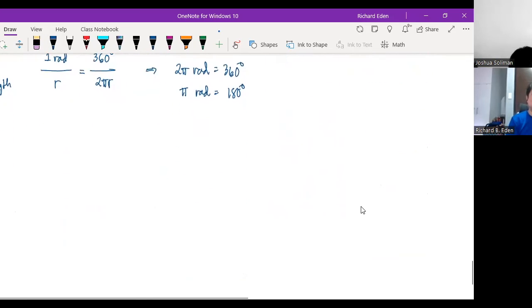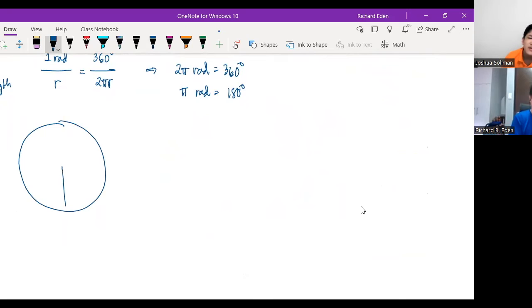Okay. What about the area of a sector? Do you remember the formula for the area of a sector? Yes. I mean, the sector is just 1 over something. Okay, so the 1 over is a fraction of the circle. So the area of the circle is pi r squared.